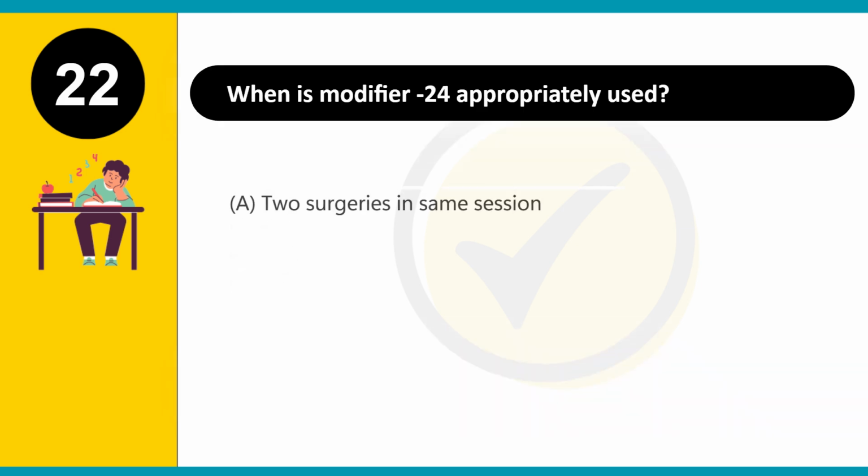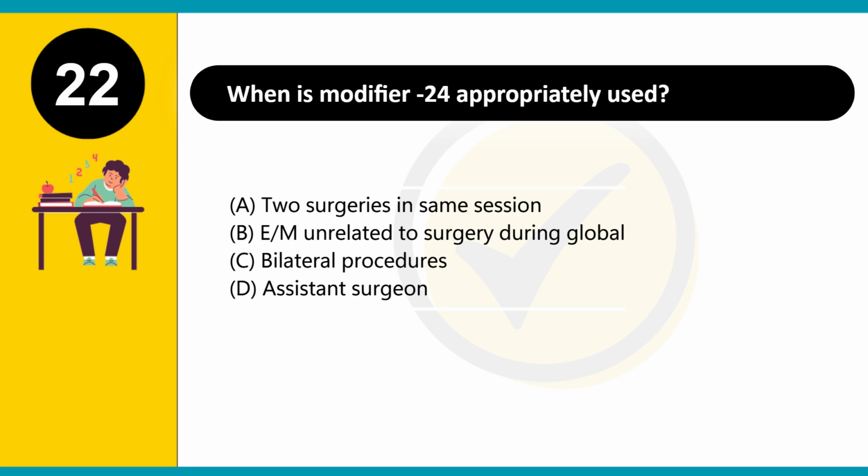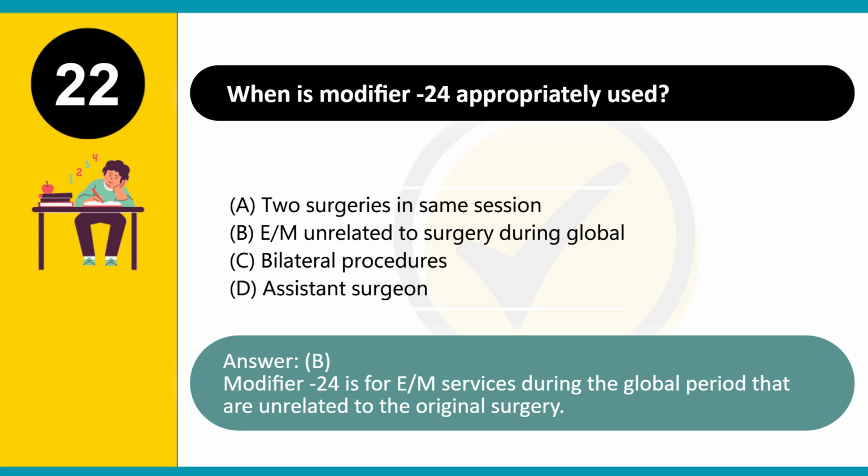When is modifier -24 appropriately used? A. 2 surgeries in same session. B. E/M unrelated to surgery during global. C. Bilateral procedures. D. Assistant surgeon. Answer: B. Modifier -24 is for E/M services during the global period that are unrelated to the original surgery.